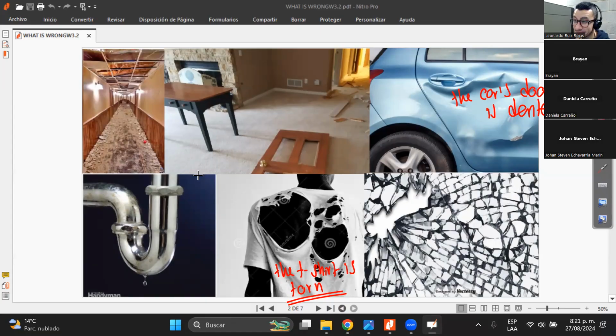The sink has a leak. Yeah, very good. A leak, muy bien. So the sink has a leak. True. Aquí se ve, ¿no? Just the sink has a leak or there is a leak on the sink pipes. That's it. Muy bien. Very good. Johan, ¿qué más? What else?